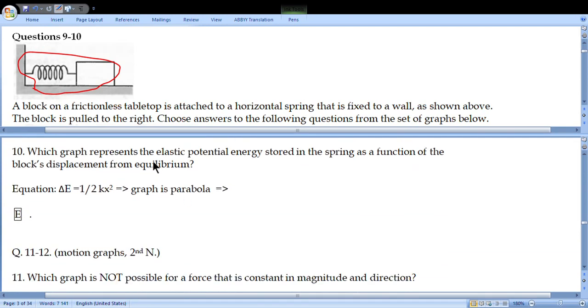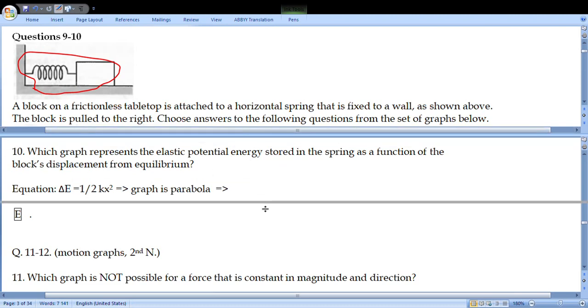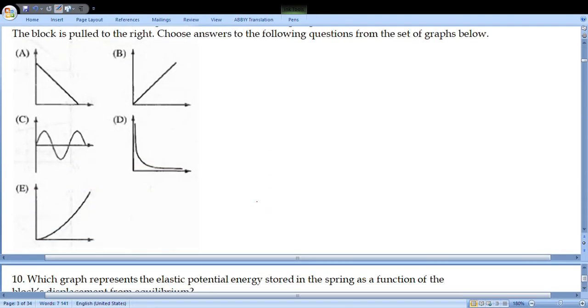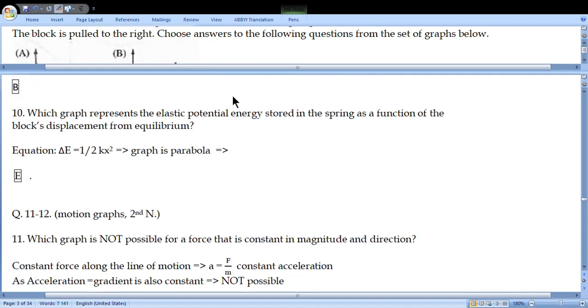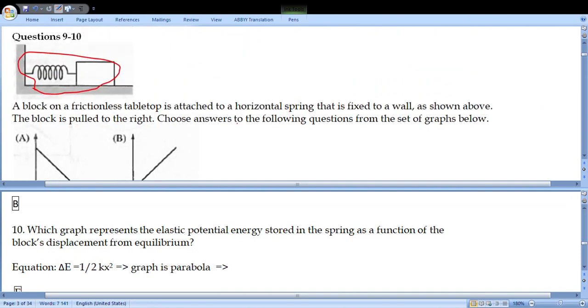Which graph represents the elastic potential energy stored in the spring as a function of the block's displacement from equilibrium? The equation for elastic potential energy equals half kx squared, where x is displacement. So the graph should be a parabola. Let's look for a parabola. The parabola is E, so we choose E.